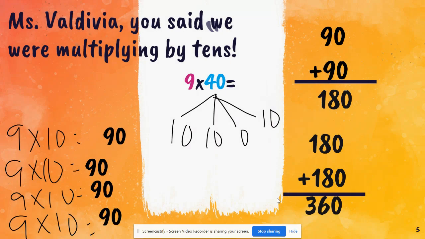Okay, so I'll go back to that so you can just kind of look at it. If you're not quite understanding, you can pause and kind of see how I broke up that 40 into the tens. And then I took each 10 and multiplied it by 9. 9 times 10, 9 times 10, 9 times 10, 9 times 10. I guess I forgot my 1 there.